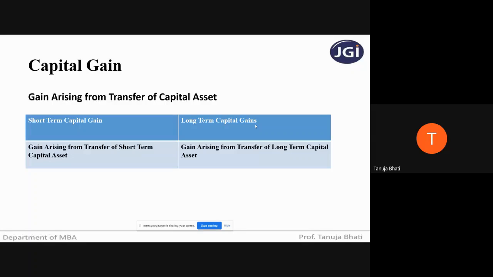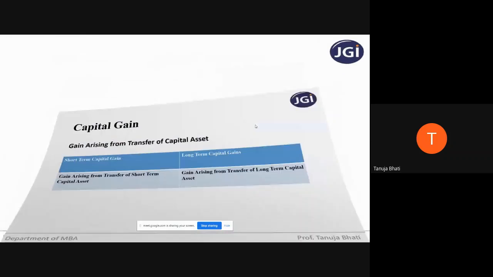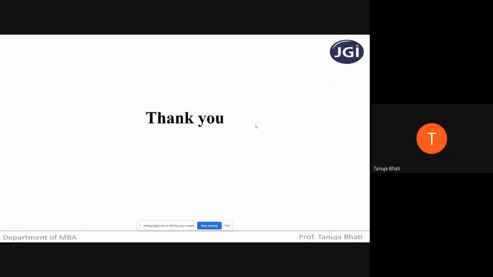So in our today's module, we have seen different aspects like what is the basis of charge, what is the meaning of transfer, what is the meaning of capital asset, what does it include, what does it exclude, what are the different types of capital asset, short-term and long-term capital asset, how do you identify it as short-term and long-term capital asset, what is a capital gain, what are the two different types of capital gains. So by this, we have completed our today's lecture. Thank you so much, students.